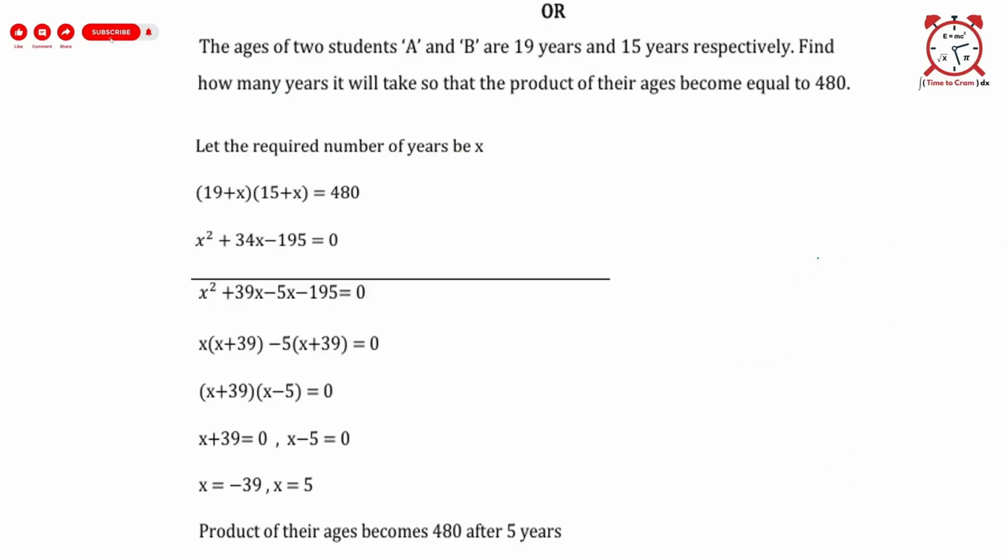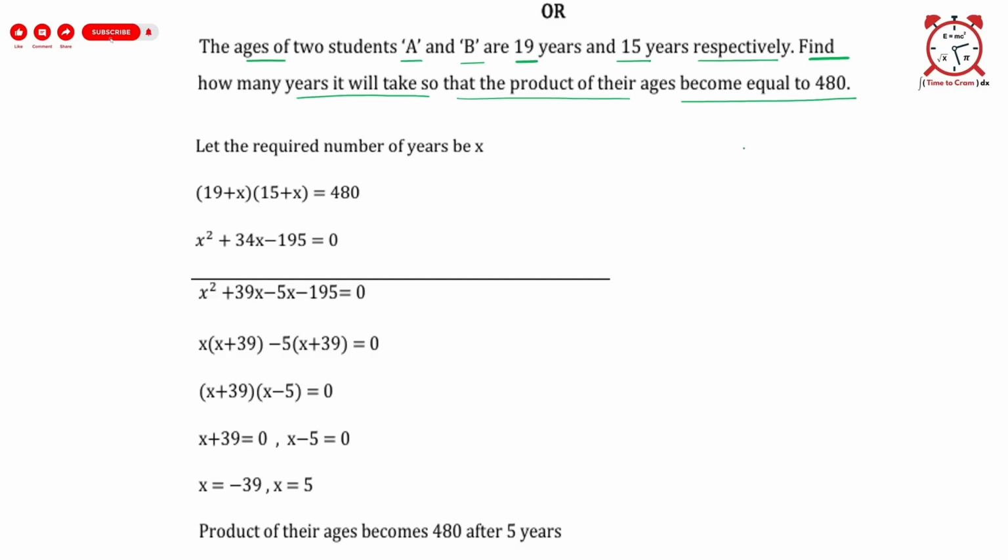Here an internal option is given. You can see the option given here by "or". So any one question we have to solve in the board examination. Now the next question is: the ages of two students A and B are 19 years and 15 years respectively. Find how many years it will take so that the product of their ages becomes equal to 480.